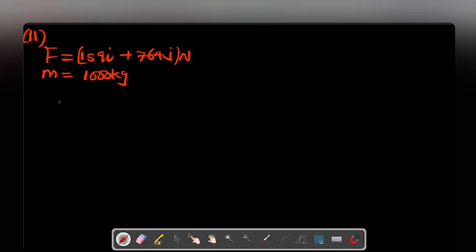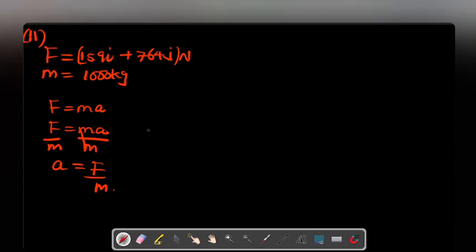So we know that from Newton's second law, force is equal to mass times acceleration. So we need to make the acceleration the subject of the formula. We divide by the mass throughout. So we can see that the acceleration here will be the force over the mass. That's what we're going to do.